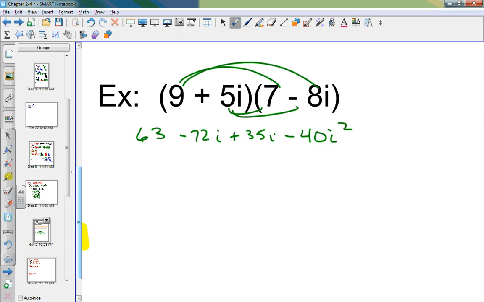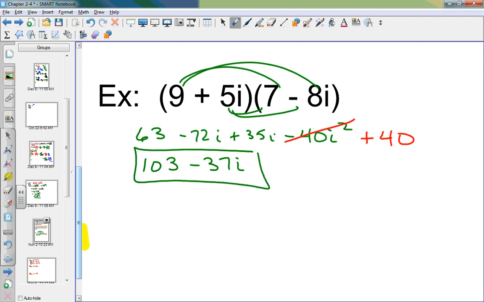Now what does the I squared turn into? -1, which means this whole thing turns into positive 40. Do we see that? Yes or no? So what's 63 plus 40? 103. What's -72 plus 35? -37i. And you're done. Do we understand how to multiply two complex numbers together? We're good?